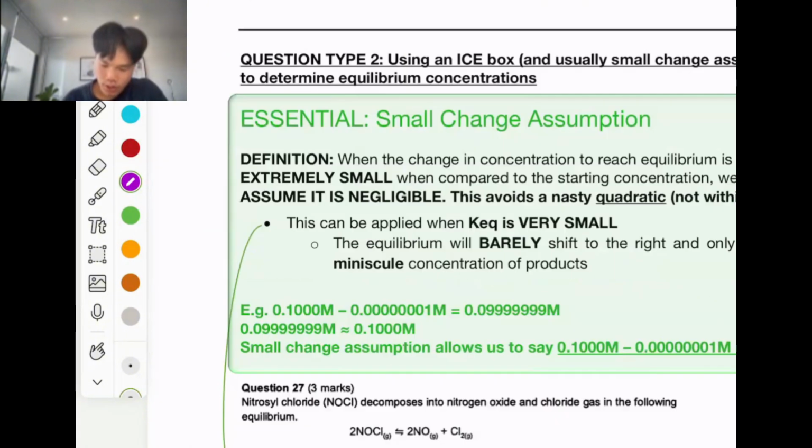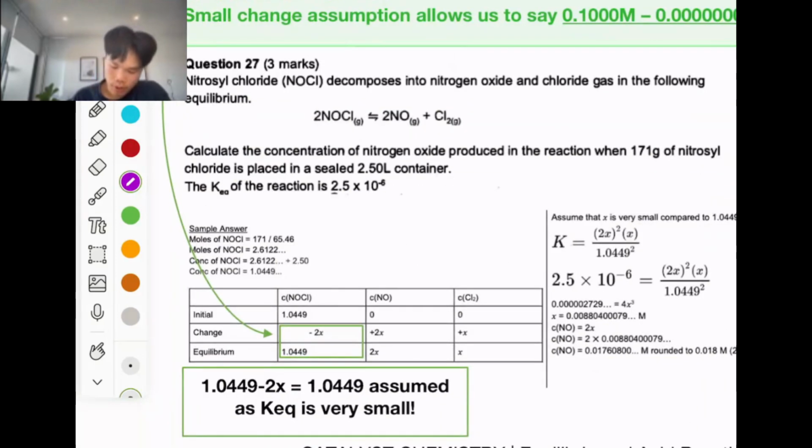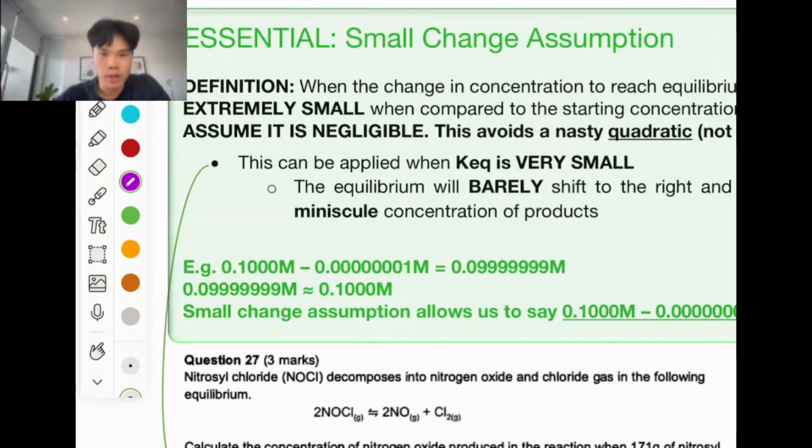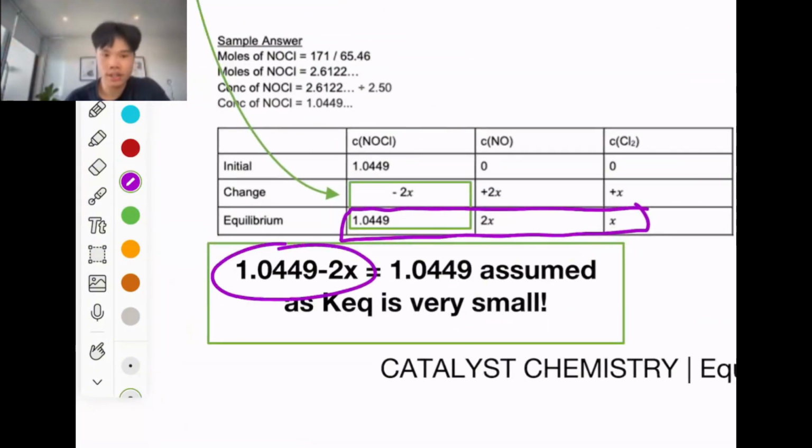A second question type is where you have unknown equilibrium concentrations, and you have to apply small change assumption. Small change assumption is basically where you have such a small K value that the shift right to reach equilibrium is super, super small. And when you compare any concentration against that change, the change is so insignificant, such as 0.000001, that you may as well just call it insignificant.